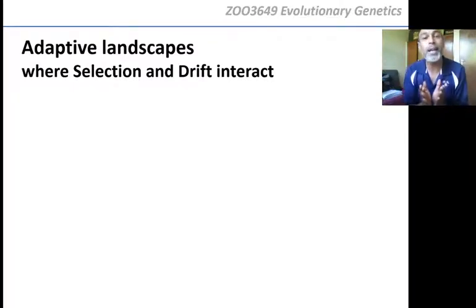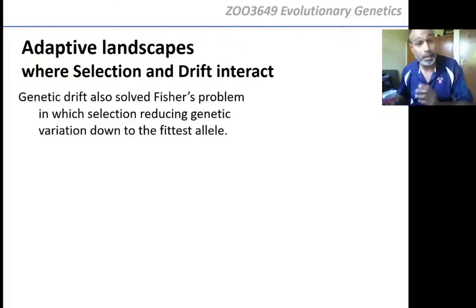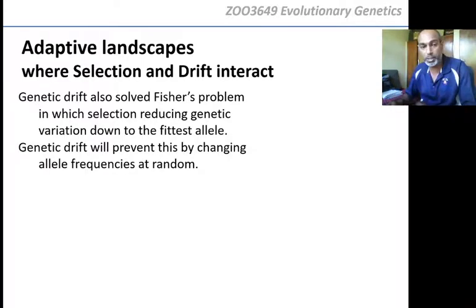Yeah. And now Sewell Wright comes and says, but with genetic drift, even though genetic drift also reduces variation, it's not the same variation, it's random. So if selection and drift can interact with each other, they can actually manage to keep variation in the population. Let's have a look at how. Genetic drift solves Fisher's problem, right? Which was also Darwin's problem.